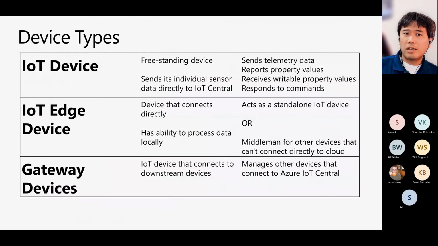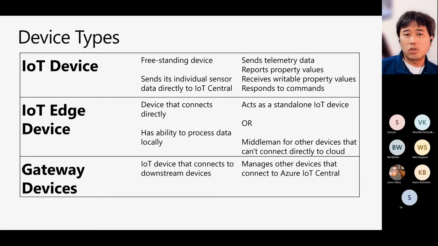So there are three different device types in IoT Central: an IoT device, an IoT Edge device, and gateway devices. Let's look at each one of them. An IoT device is a freestanding device. It connects to the internet, and then it can send telemetry data, report values, receive property values and respond to commands.